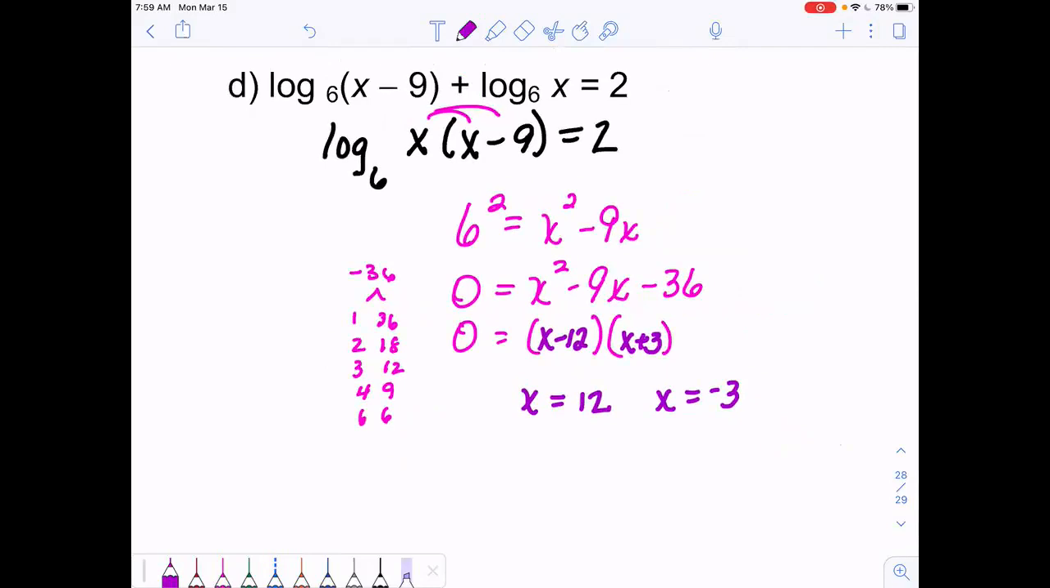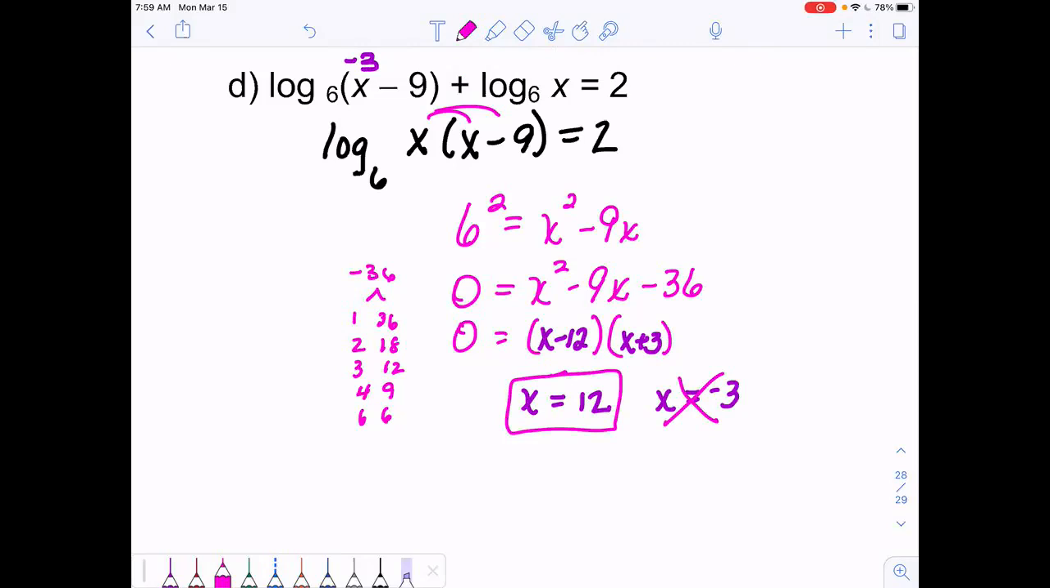So again, looking at my X value, if I plug in a -3, I get a -12 there. Cannot take the log of a negative number. So that one would be extraneous, cross it off, circle, box, whatever you prefer to do to the actual answer. 12 works, 12 minus 9 is 3. Questions?